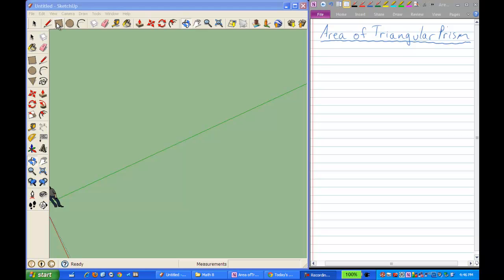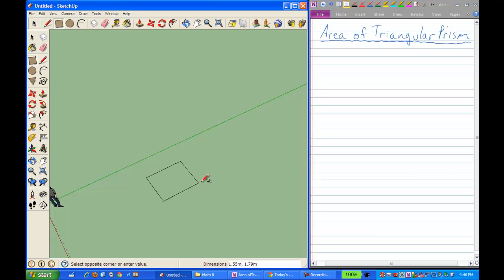This tutorial will now look at finding the area of a triangular prism. So the first thing we're going to do is draw another rectangle here, and I'm going to draw one in the same dimensions as the previous one. I believe I'm going with 5, 6.